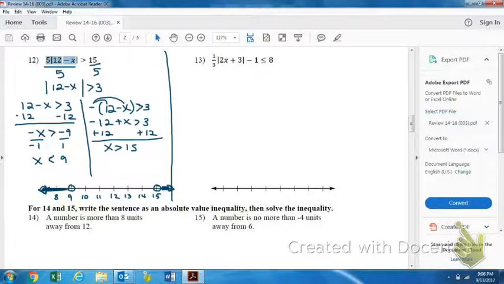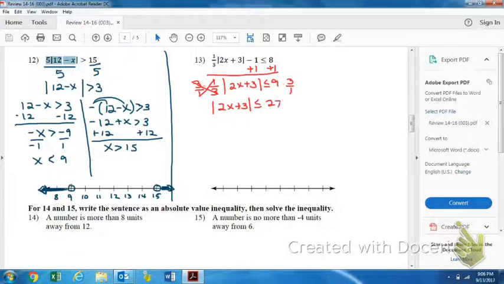Number 13, we have to get the absolute value alone. So I'm going to add 1 to both sides. And you have 1/3 absolute value of 2x plus 3 is less than or equal to 9. And I'm going to multiply both sides by 3, which is really just multiplying by the reciprocal of 1/3. These cancel, and the absolute value is now alone. And it's less than or equal to 27.